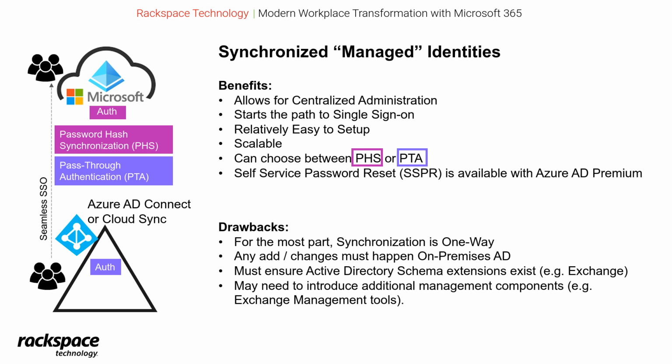Directory. And this is especially true, for example, with Exchange. We need to extend the Active Directory schema to synchronize attributes. We also need to apply additional management tools on premise to be able to manage those objects, such as users and their mailbox types and other things. But overall, this is what's considered a managed identity.